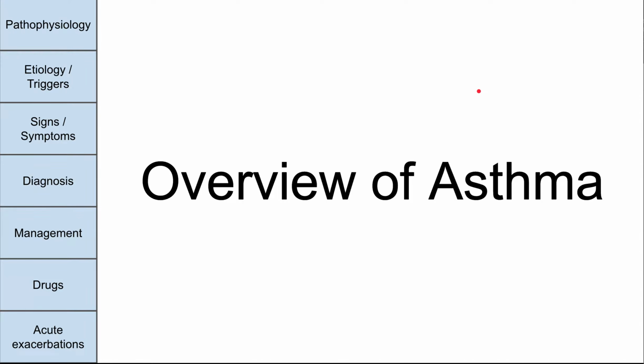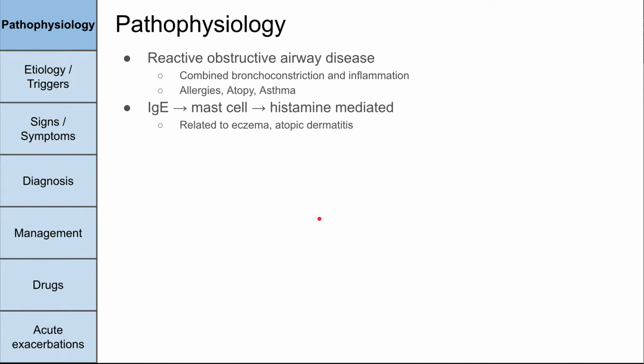Hi, this is a short overview of asthma. I'll be talking about the pathophysiology of asthma, the etiology and the triggers of asthma, some signs and symptoms of asthma presentation, the diagnosis of asthma and how to make that diagnosis formally, the management of chronic asthma or recurrent asthma, some drugs that are related to that management, as well as what to do in the case of acute asthma exacerbation. So let's get started.